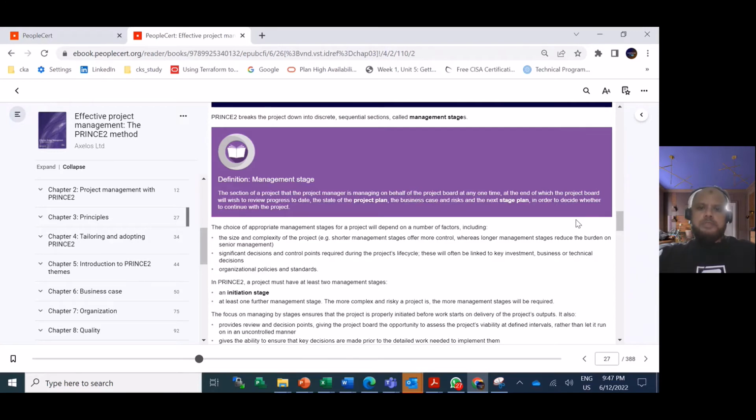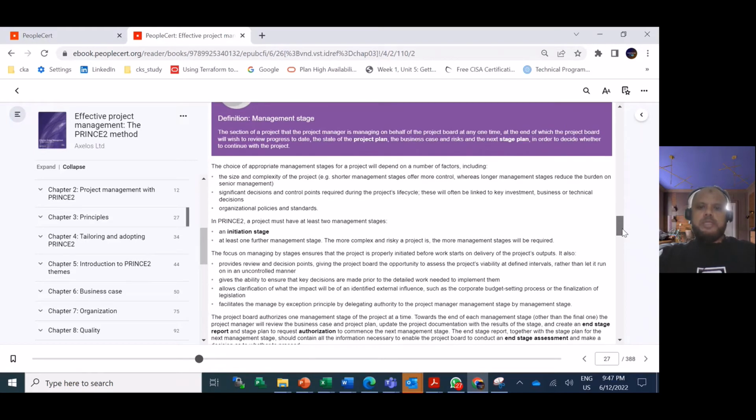So the choice of management stage depends on a number of factors, the size and complexity of the project. In that case, shorter management stages might be there for a simple project, but for a complex project, the management stages might be more. A project has at least two management stages. One is the initiation stage, and the second is at least one further management stage. The more complex, the more management stages will be required.